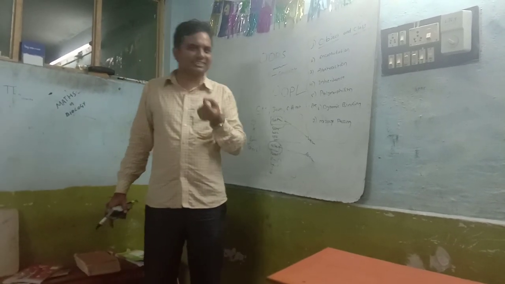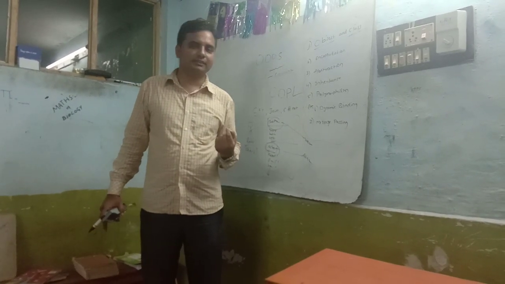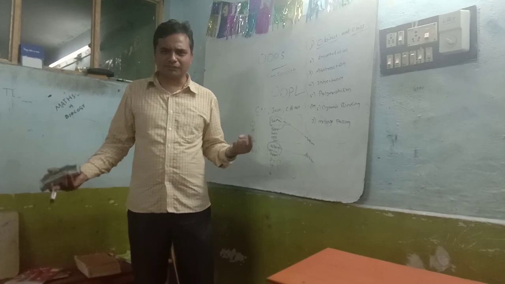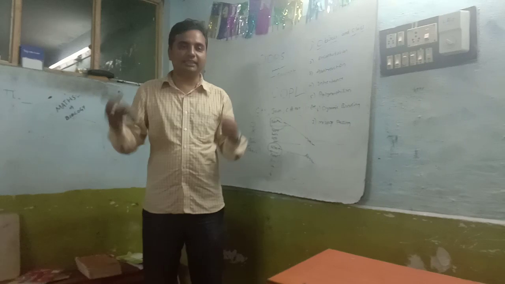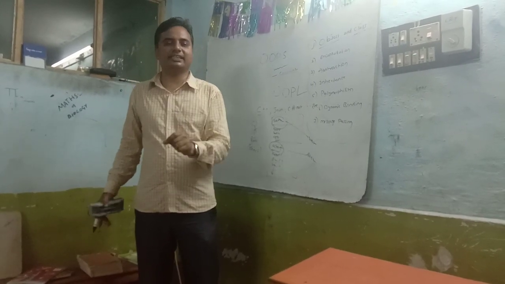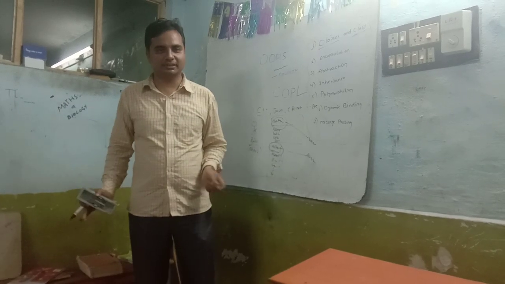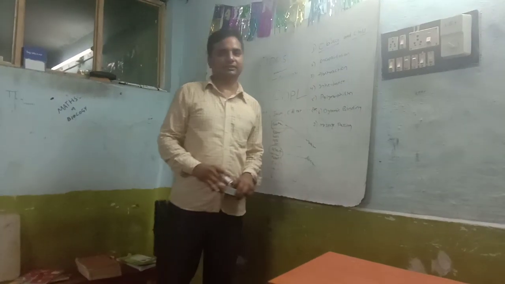Now give me the answer to a simple question. A class contains how many objects? Any number of objects. In this world, are you the only student? No, there are so many students. From this example, we can say a single class contains any number of objects. Clear? This is about object and class.